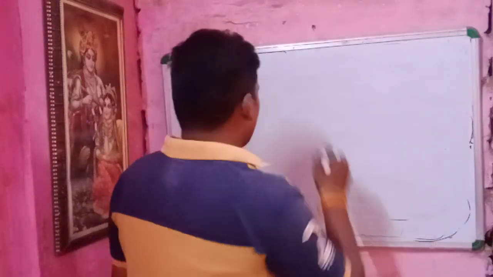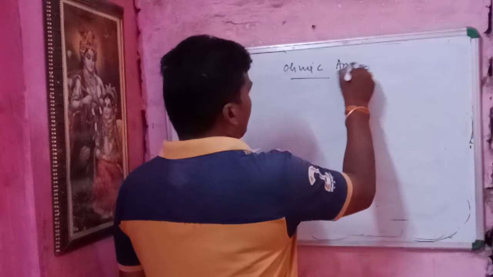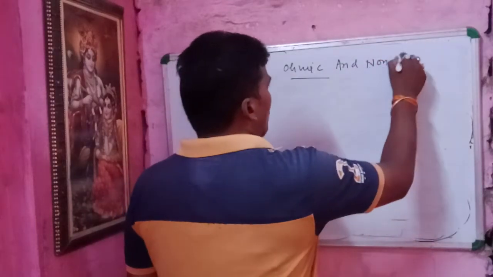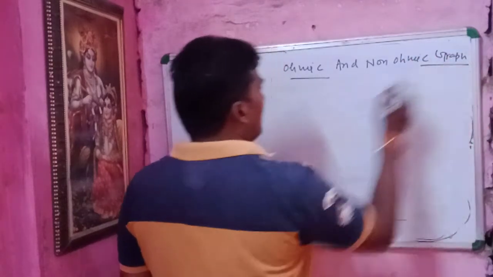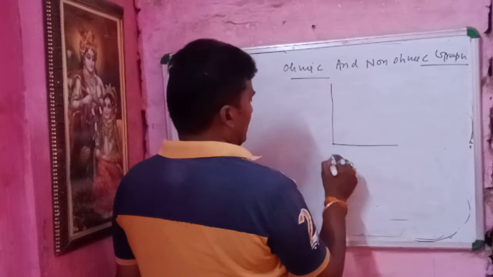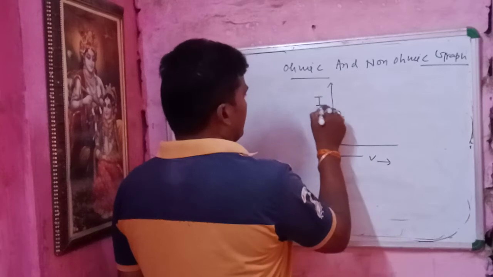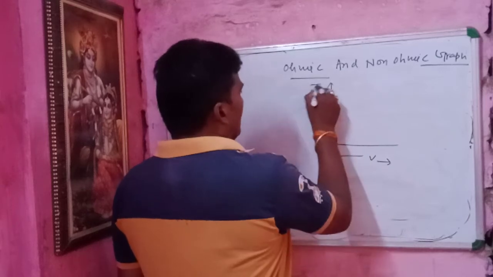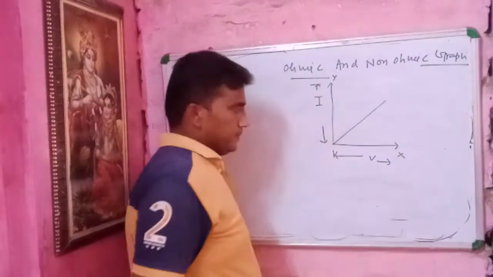And what is the non-ohmic graph? If the value of resistance is variable, it is known as the non-ohmic graph. It is generally represented by ohmic and non-ohmic graphs. The ohmic graph can be easily represented with the potential difference and the current, with the y-axis on the x-axis, the graph is ohmic.